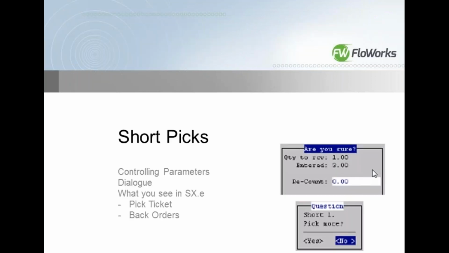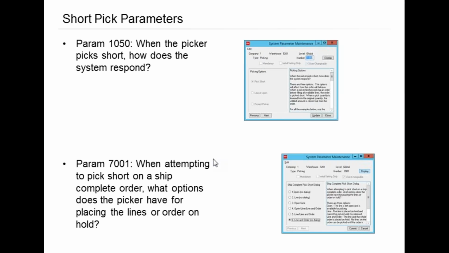So we're talking about short picks today. And I want to show you guys what are some of the controlling parameters and then what it really looks like down on the RF devices for your warehouse folks. Your primary pick parameter when it comes to short picking is parameter 1050. You know, when the picker picks short, how does the system respond? Then we're also going to talk about parameter 7001. It talks about what happens when a short pick occurs on a ship complete order.